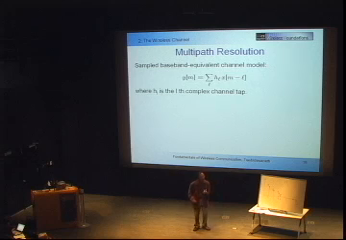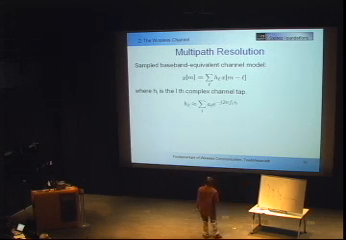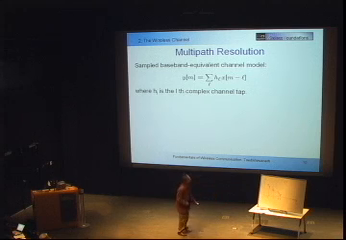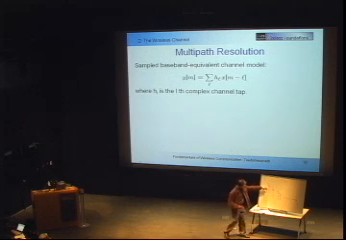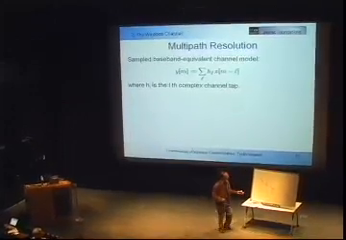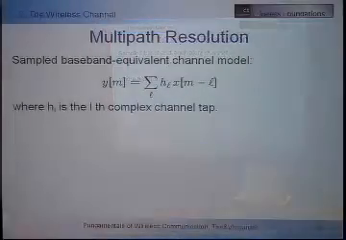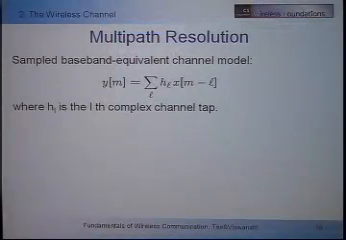Okay? So if I look at all these paths, basically what I'm going to do is the channel will be sampled. So let's say this is 1 over W. Let's say this is 2 over W.